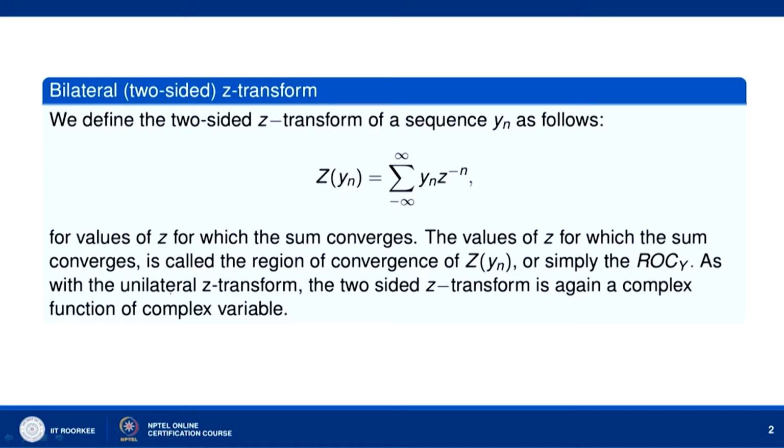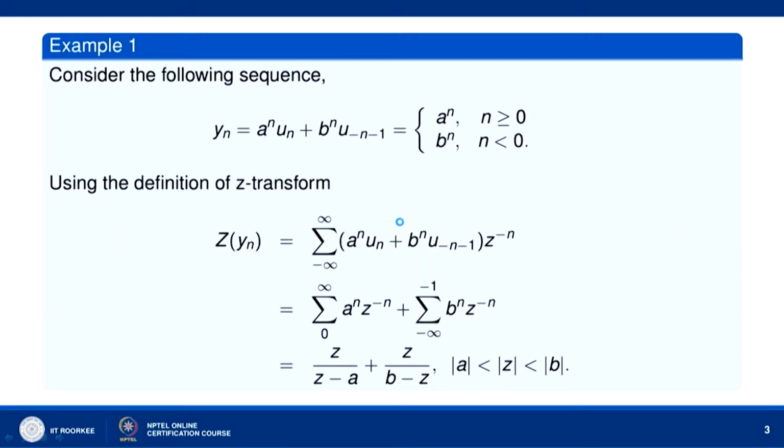As with the unilateral Z transform, the two-sided Z transform is again a complex function of a complex variable. z is a complex variable, and when we take the Z transform, we get again a complex number. So, let us consider the following sequence. y[n] is equal to a to the power n u[n] plus b to the power n u[-n-1]. We know that u[n] is defined as 1 when n is greater than or equal to 0 and 0 elsewhere.